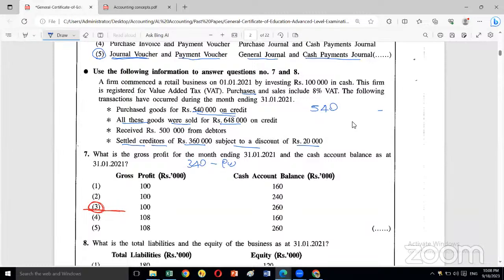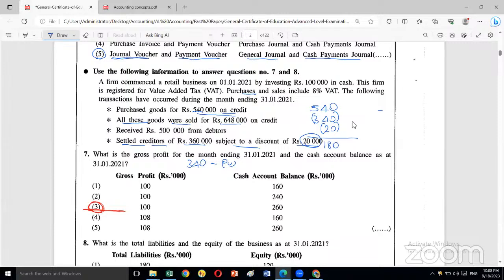So when I am paying to creditor, paid to creditor will reduce the liability. I am reducing the liability by 340. And at the same time, you know very well, discount received will also reduce the liability by 20,000. So finally, how much is your liability? 540 minus 340, 200. 200 minus 20, 180.